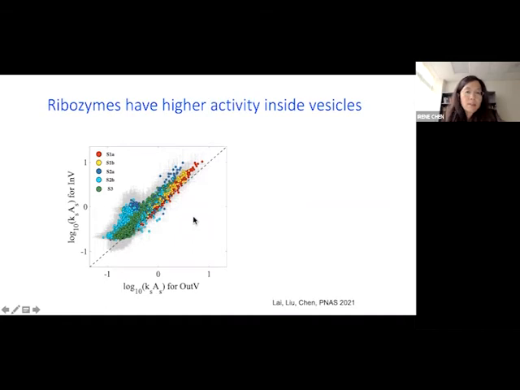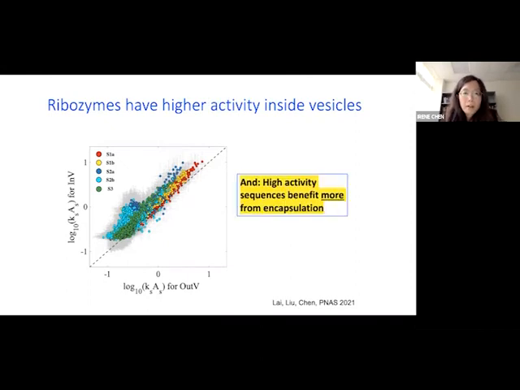So the first thing you notice is that, just like with that one sequence I showed you earlier, the points tend to be above the line of unity. So there's a tendency to have higher activity when the ribozymes are encapsulated versus when they're outside the vesicles. Maybe that's just consistent with everything we've been talking about. But what's a fascinating property of this plot is that if we focus in on the high activity sequences, there is a greater deviation from the x equals y line. So the high activity sequences benefit more from encapsulation compared to the low activity sequences.